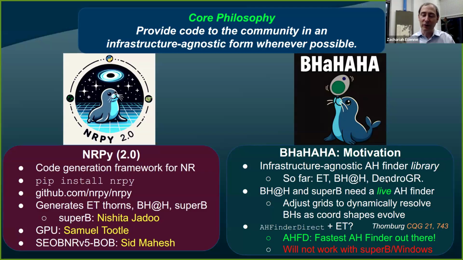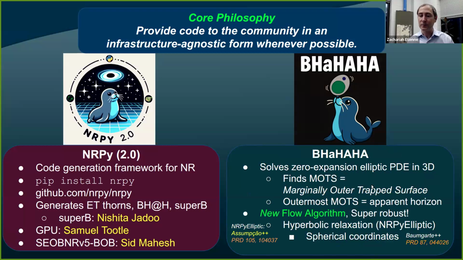Anyway, so like I said, Black Holes at Home, so BHaH, we need a live apparent horizon finder, and that's the motivation behind it. We need it to work. Also, we have a supercomputer-ready version of Black Holes at Home, superB, that really needs an apparent horizon finder that does not require launching the Einstein Toolkit executable every time we need to find an apparent horizon. So very, very important that we roll our own to some degree.